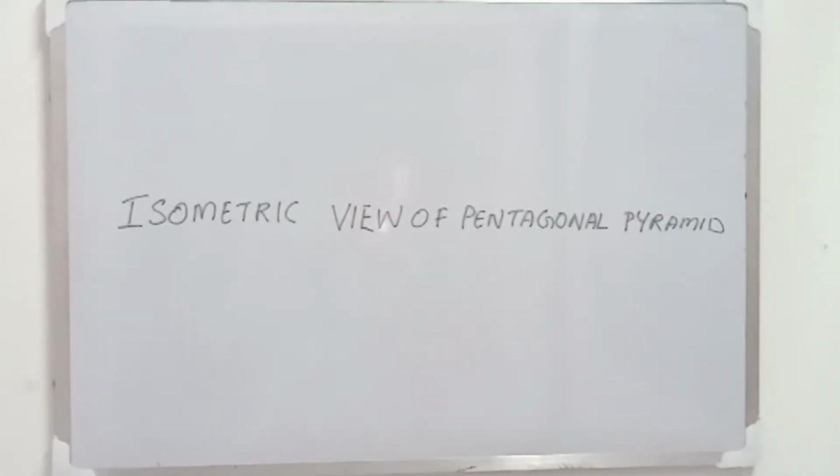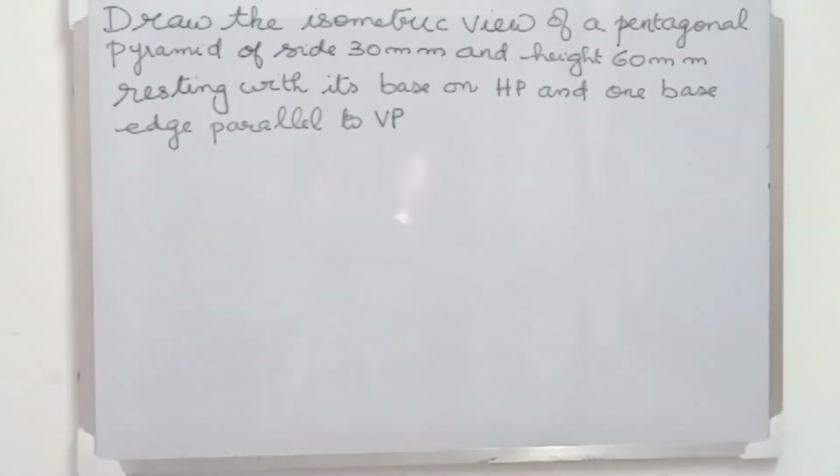Dear students, in this video, let us see how to draw the isometric view of a pentagonal pyramid. Question. Draw the isometric view of a pentagonal pyramid of side 30 mm and height 60 mm, resting with its base on HP and one base edge parallel to VP.